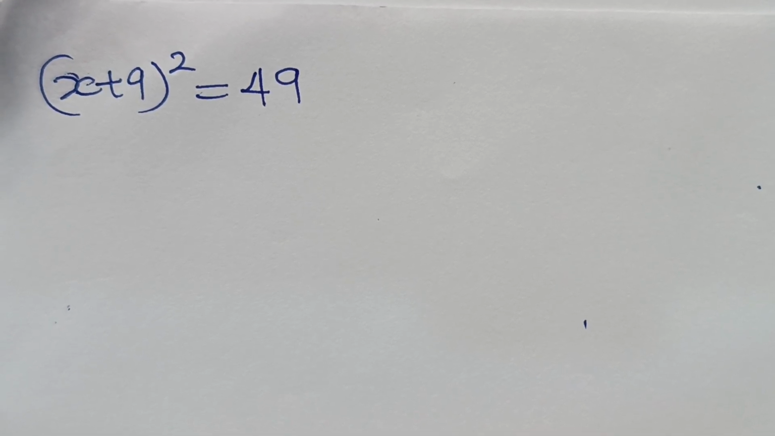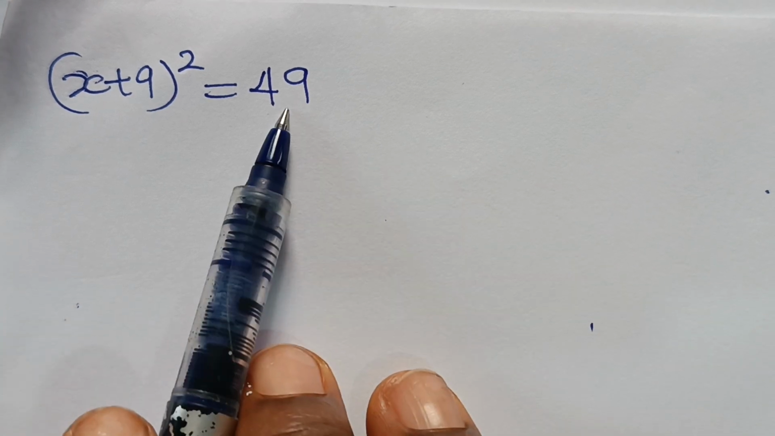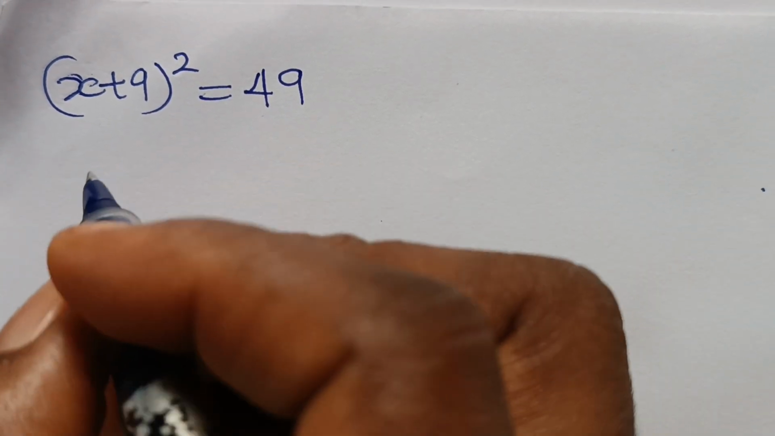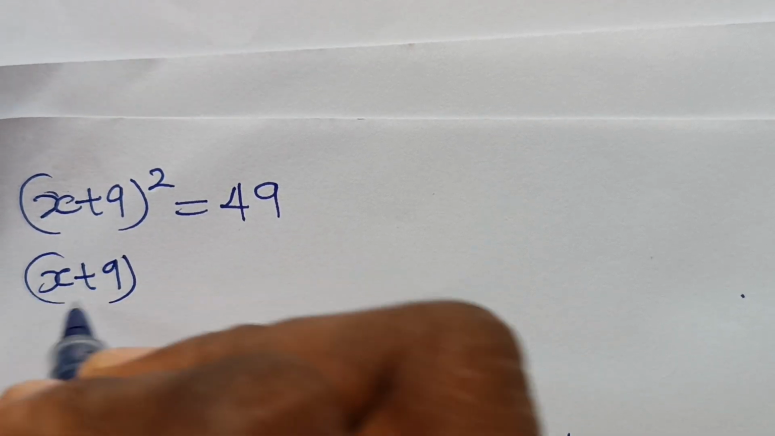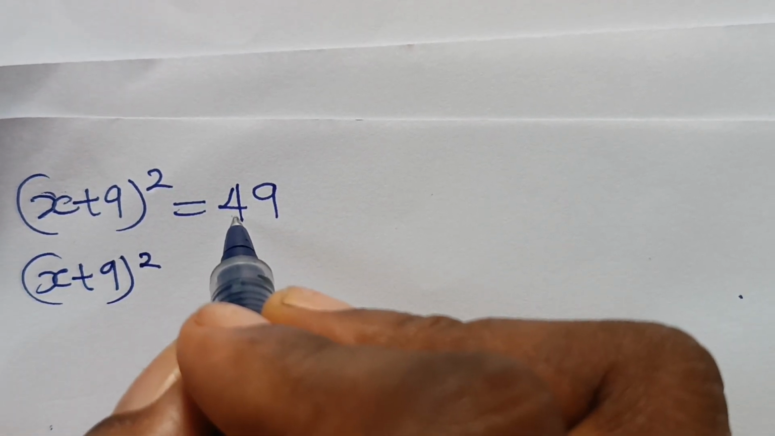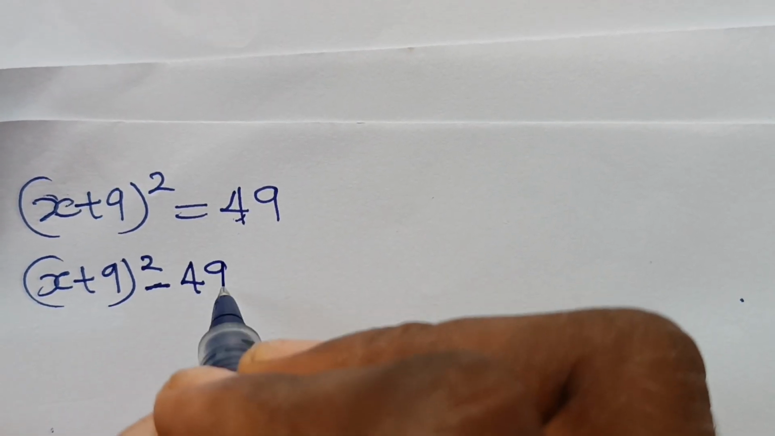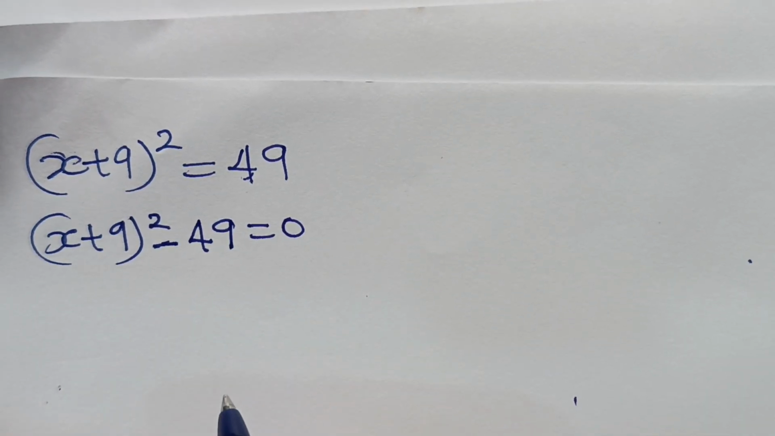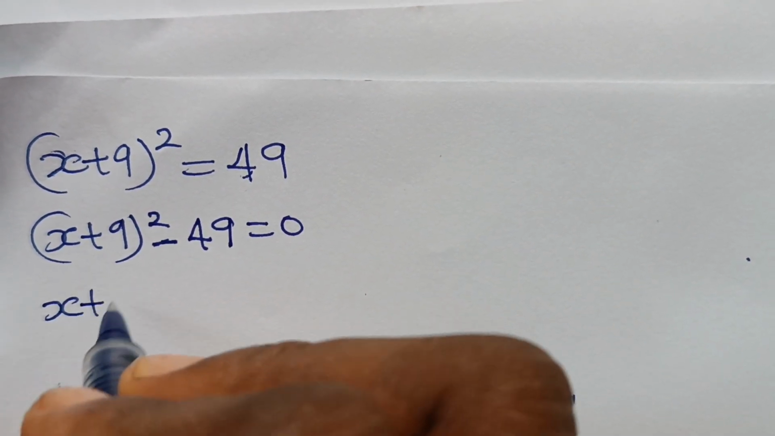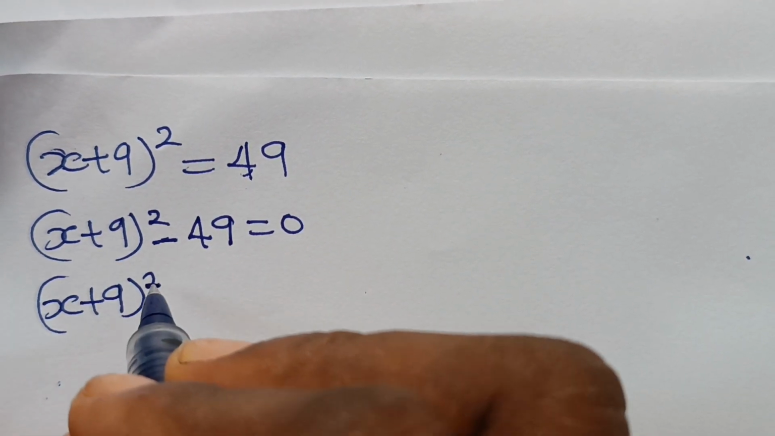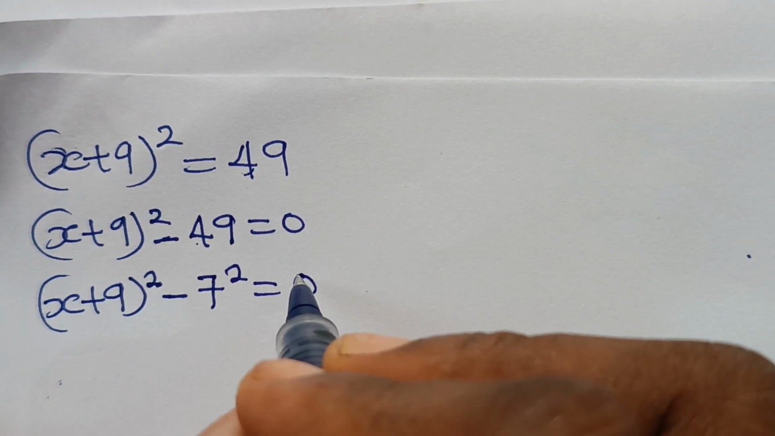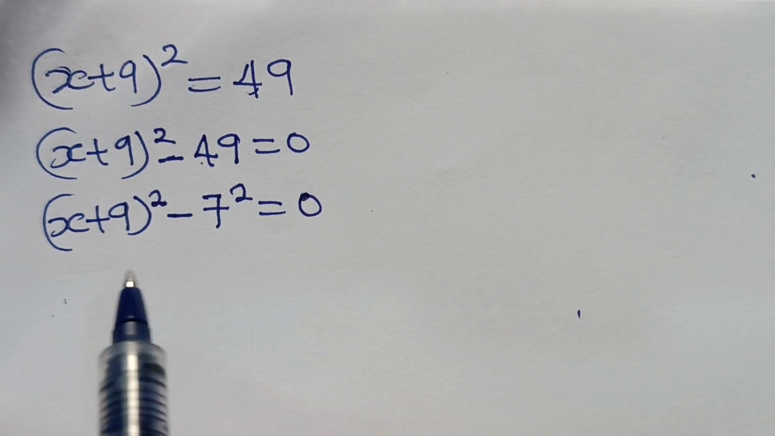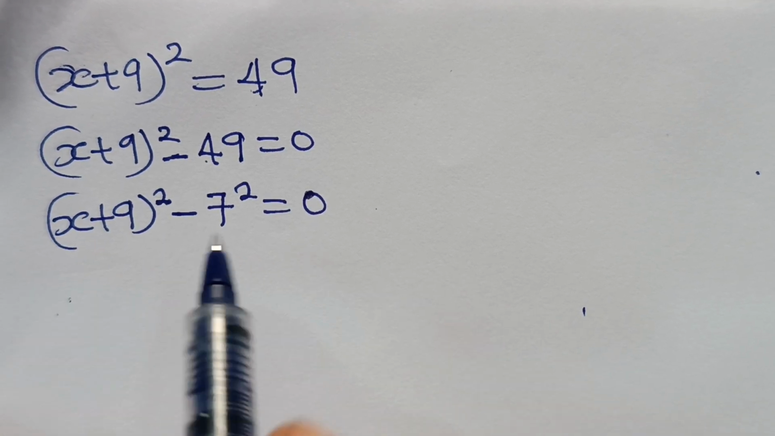Now, first, let us transfer this to this side of the equation. So, if we do that, we have (x + 9)^2, then plus 49 will cross to become minus 49, is equal to 0. Now we have (x + 9)^2 minus 49, which is the same thing as 7 squared, is equal to 0. Now notice that we just formed a difference of two squares.